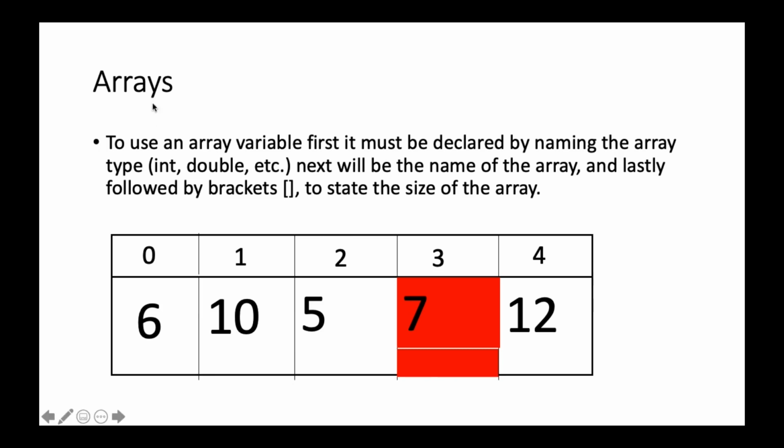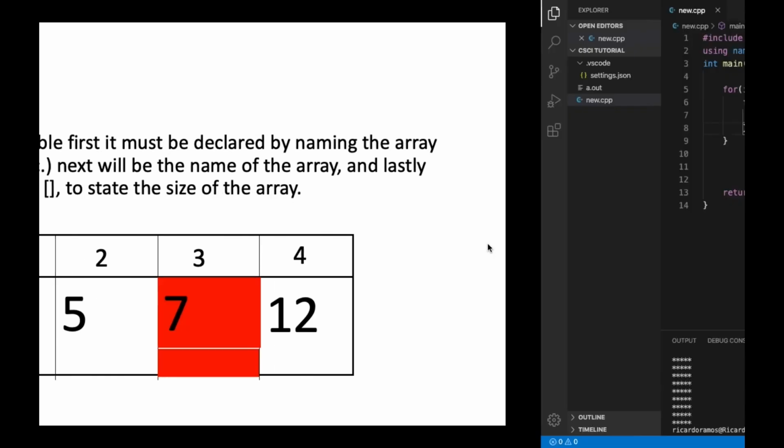To use an array, first you need to declare what data type it is. There's integers, doubles, characters, string. So first you must declare what data type the array variable is, and then give it a name, and then put these brackets. And inside these brackets, you can input the size of the array.